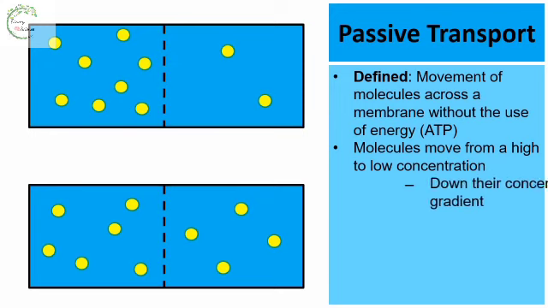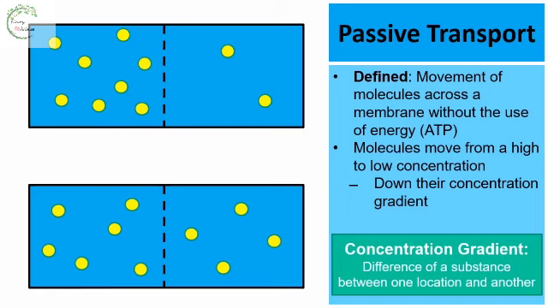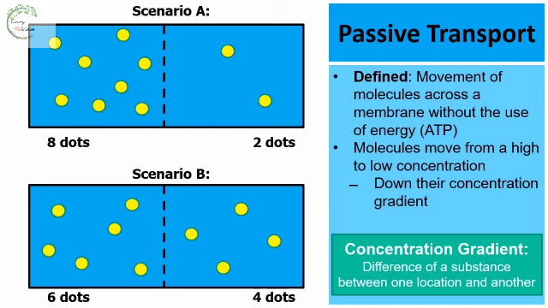Now, when we say they move from a high to low concentration, we can also say they move down their concentration gradient. These two phrases mean the same thing. But a concentration gradient is really the difference of a substance between one location and another. So in my picture here, I have two scenarios. Scenario A, on the left there's 8 dots and on the right there's only 2. Scenario B, there are 6 dots on the left and 4 dots on the right.